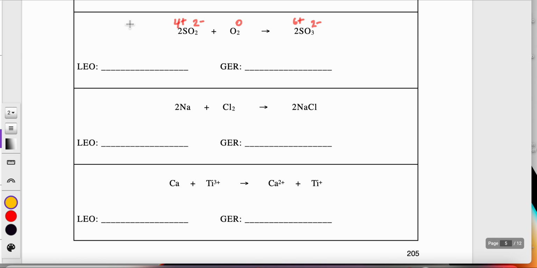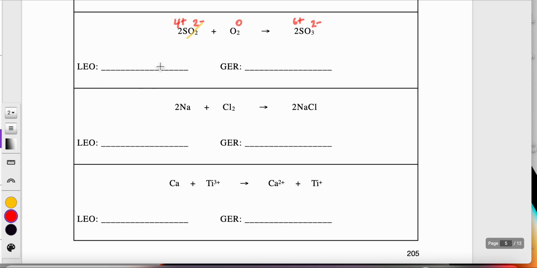Now I need to figure out, are there any spectators? Well, this oxygen starts off with a -2, and I see the oxygens on the right end with a -2. So these oxygens did not change their oxidation state, so I'm going to put a line through it. But I also have oxygen right here that starts off with a 0, and it ends with a -2. So these oxygens show a change in the oxidation state. The sulfur starts off with a +4, ends with a +6, a change in oxidation states. So only the oxygens that are part of the reactant SO2 are spectators.